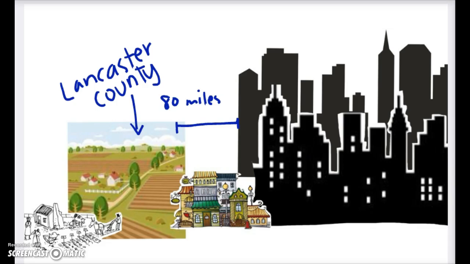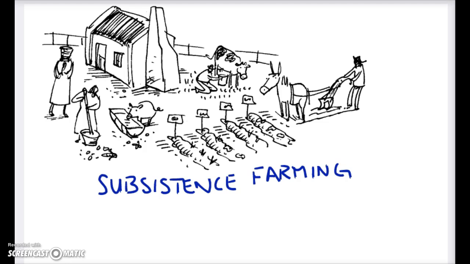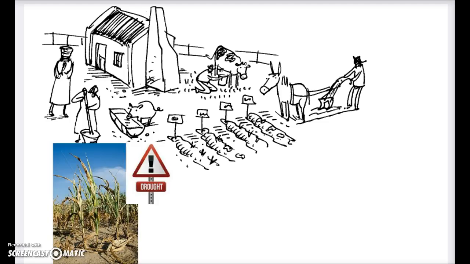In developing countries, the farms are smaller than in Lancaster County. In many parts of the world, there are farmers that only grow enough food to feed their family. This is subsistence farming. They do most of the farming and farm work by hand or using animals.